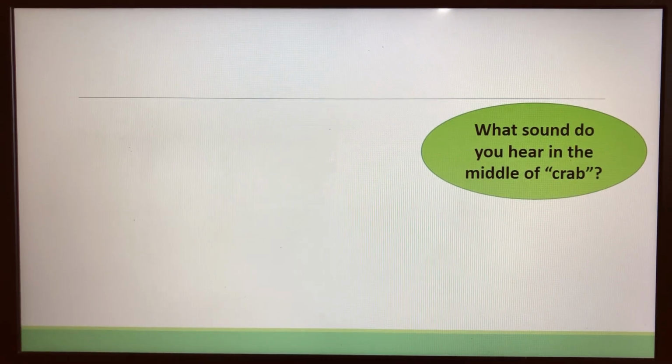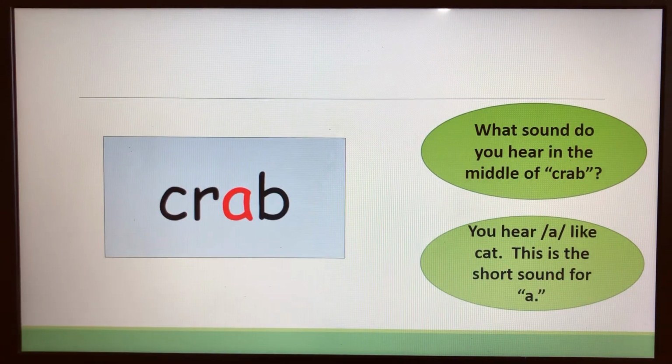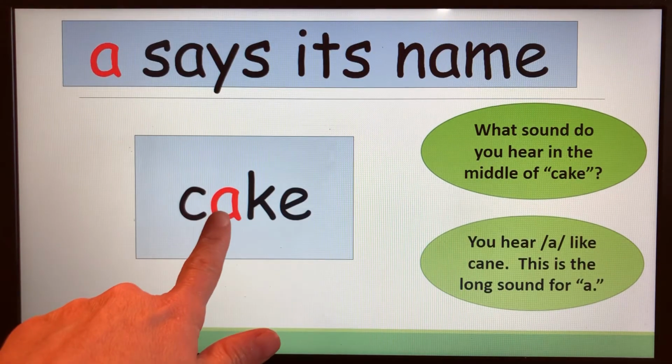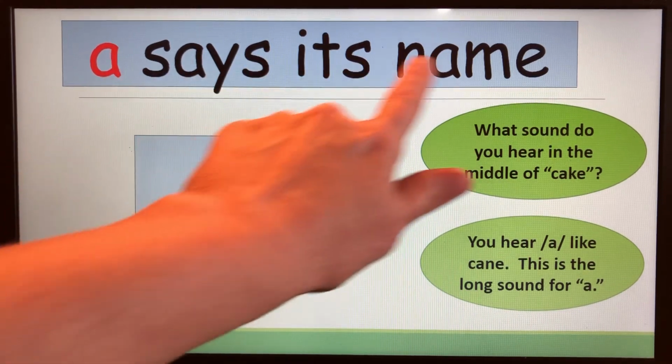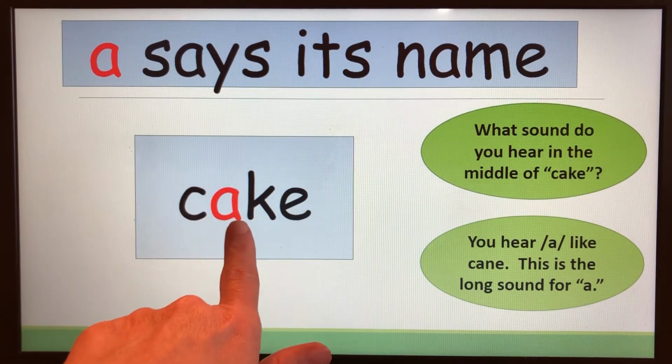What sound do you hear in the middle of crab? Crab. You're right, ah, like in the word cat. Crab. You hear the ah, the short sound for A. What sound do you hear in the middle of the word cake? Cake. That's right, A. A says its name, the long sound for A.